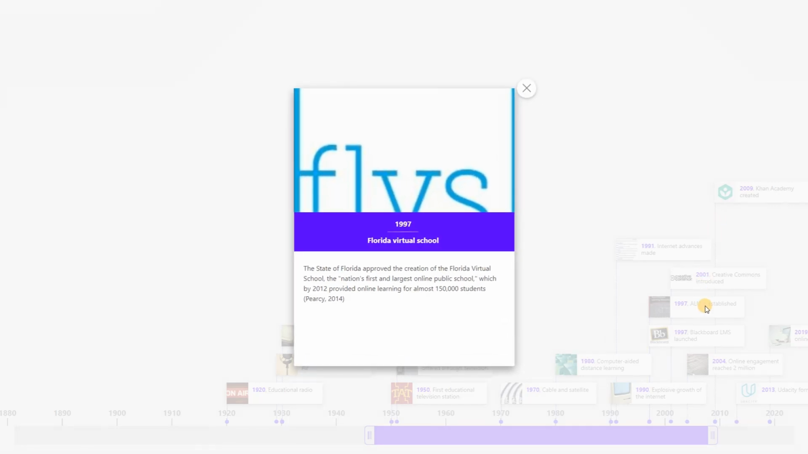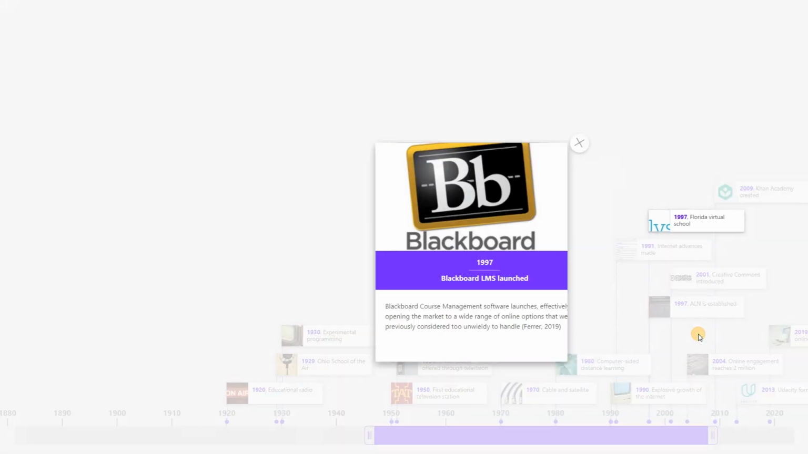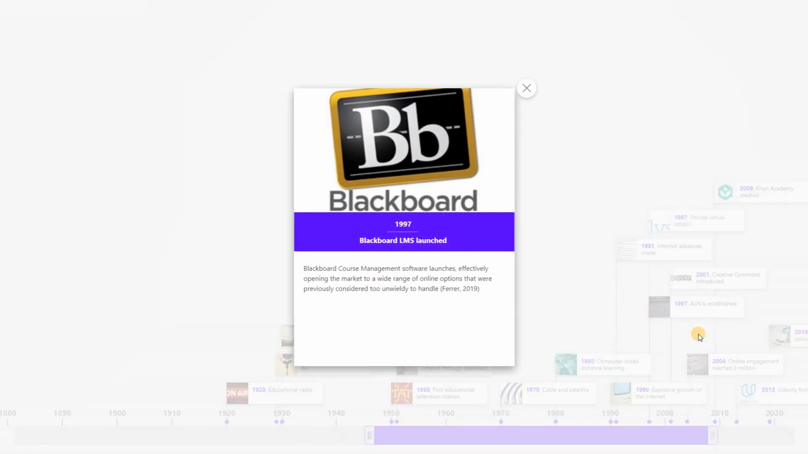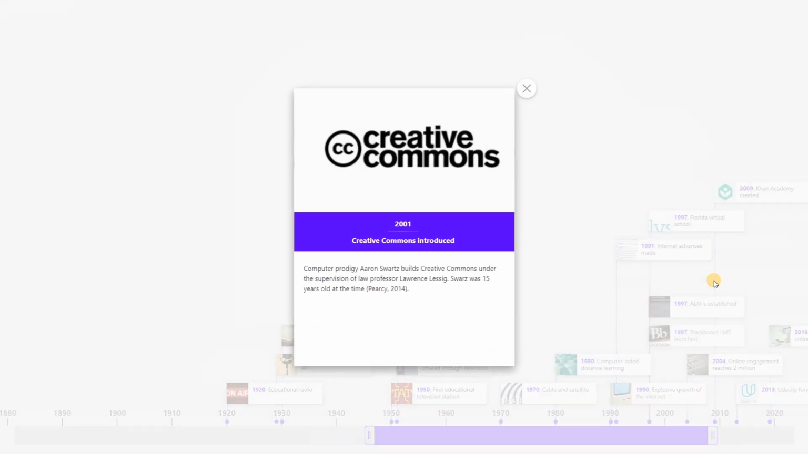At the same time, platforms like Blackboard revolutionized course management online, making course organization and communication between teachers and students easier. In 2001, Creative Commons licenses were introduced, making it easier to share educational content while respecting authors' rights. This step encouraged teachers to collaborate and share their educational resources freely.